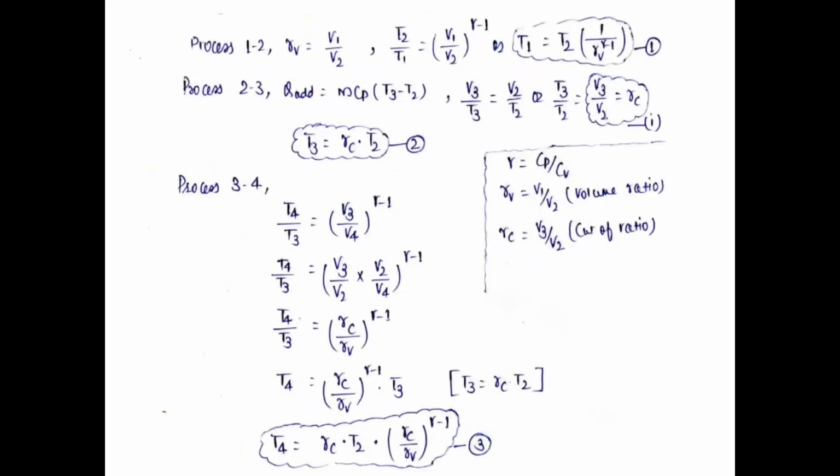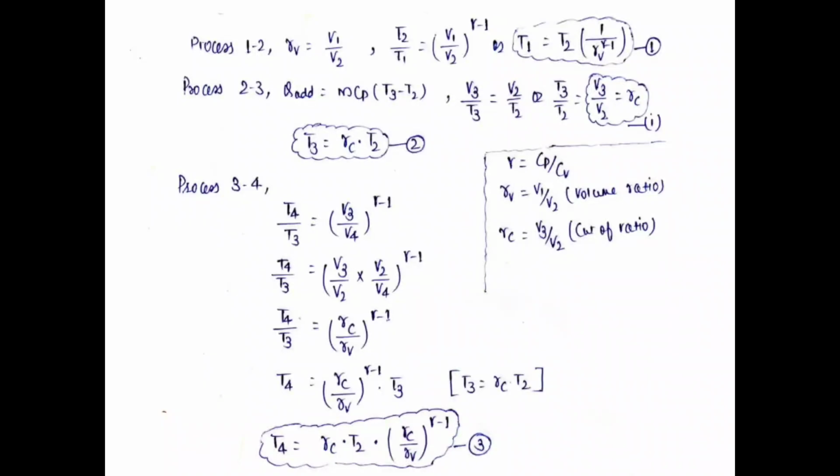Then process 1 to 2 is the compression process, and rv means the volume ratio, that is V1 divided by V2. Then we know the pressure, temperature, volume relation. From this relation we can take the formula T2 by T1 equal to (V1 by V2) the whole raised to gamma minus 1. From this equation we can find the T1 value, that is T1 equal to T2 into (1 by rv) the whole raised to gamma minus 1, where rv is the compression ratio or the volume ratio. This is equation 1.